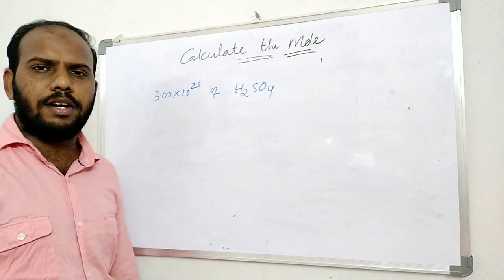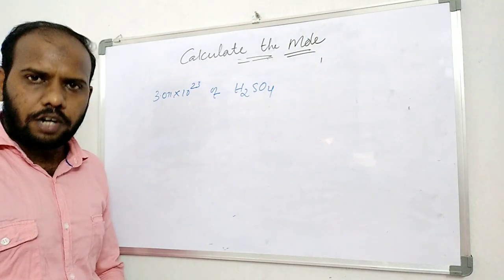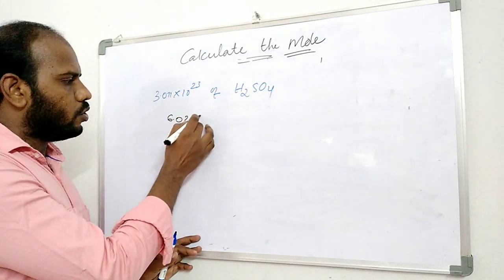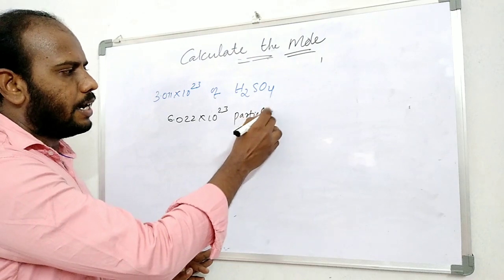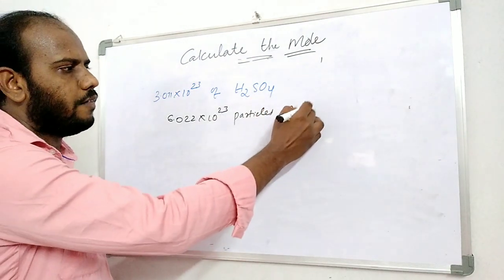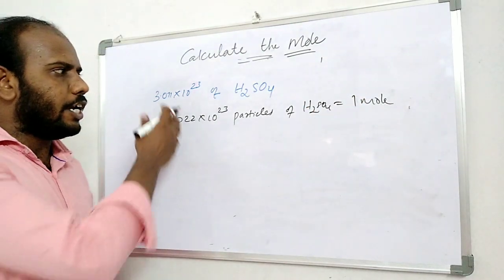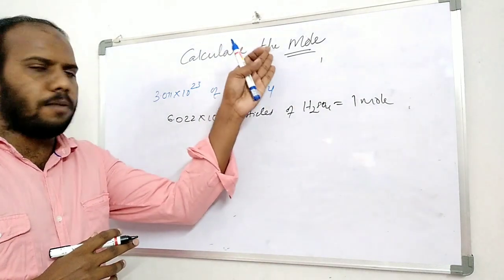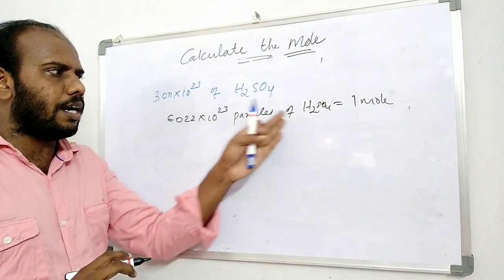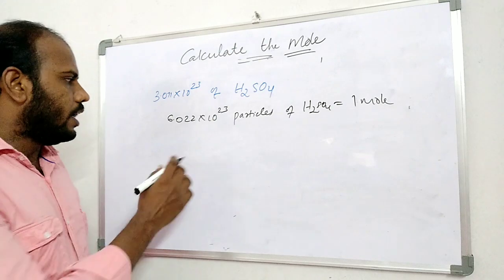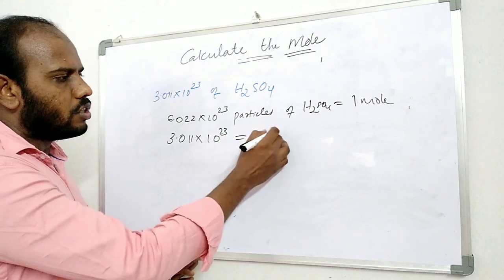Already we know whatever the element, whatever the compound, the standard value will be one specific number. There is Avogadro's number, 6.022 × 10^23 particles of sulfuric acid is equal to 1 mole. Observe, children, I did not take any weight here because the relationship is mole and particle. So first I took the standard value, 6.022 × 10^23 particles of sulfuric acid, that is 1 mole. Then the question: 3.011 × 10^23 is equal to question mark.